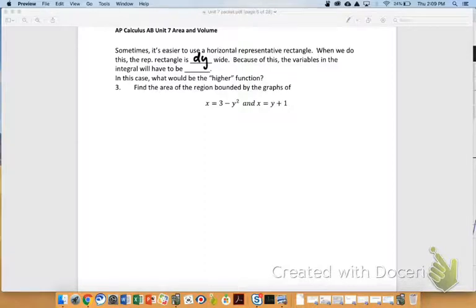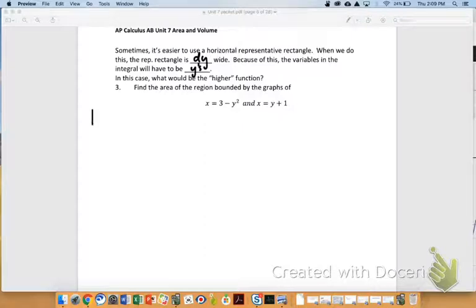Because the differential would be dy in this situation, every single variable and every single number within the integral would have to be in terms of y's. Yes, everything is going to have to be y's. So based on your feedback about how many of you remember these graphs, let's take some time together and graph this.